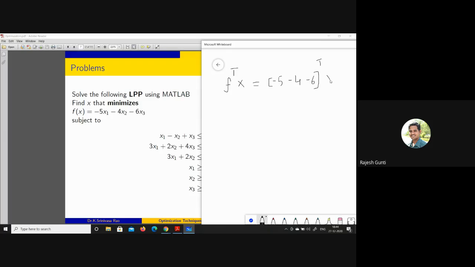X is x1, x2, x3. It is a row vector, but we have to give a column vector. How to give a column vector? Minus 5, minus 4, minus 6: minus 5, semicolon, minus 4, semicolon, minus 6, semicolon, transpose, times x.